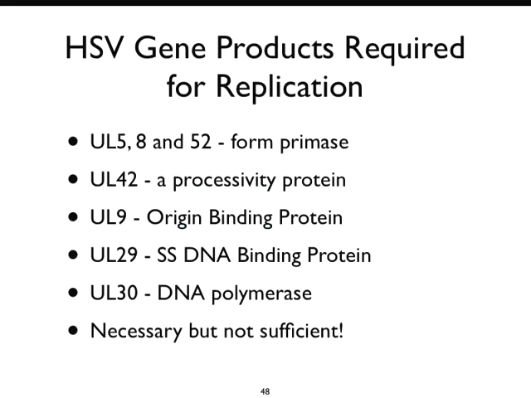In order to do that, you need a variety of herpes simplex virus gene products. There are 3 that form a primase. So these are 3 different gene products that are required to form the primase activity. There's another that's a processivity protein, and that helps the DNA polymerase move through the viral DNA. We talked about UL9 at the beginning of the lecture, and that's its origin recognition protein, the one that sees the origin. UL29 is the DNA binding protein for herpes simplex virus. And finally, we have DNA polymerase.